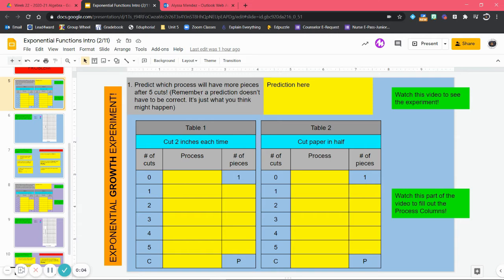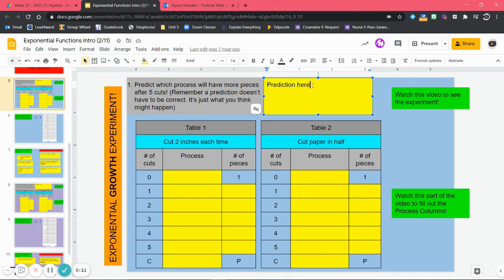So this first part here is that prediction that I was talking about. In this yellow box, you're going to tell me, I think that this type of cutting is going to have the most pieces after 5 cuts. So do you think it's cutting 2 inches each time, or do you think it's cutting the paper in half each time? You'll see I have the different tables here. So you can go ahead and pause right now and make that prediction.